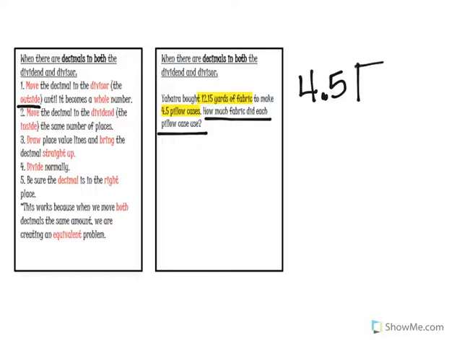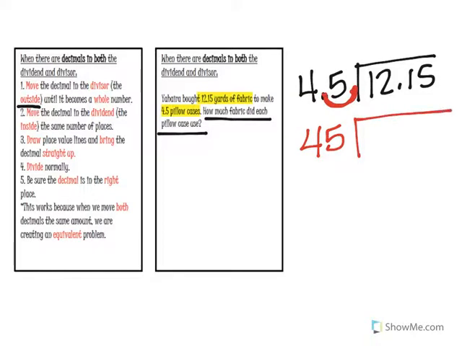So let's go ahead and set up our problem so we can follow our steps. The first step was moving the decimal in our divisor, which is our outside number, to make it a whole number. So we move it 1 time to the right, and we get 45. We do the same thing with our dividend, which is the number we're dividing up. So we move it 1 time. So now we have 121 5/10.